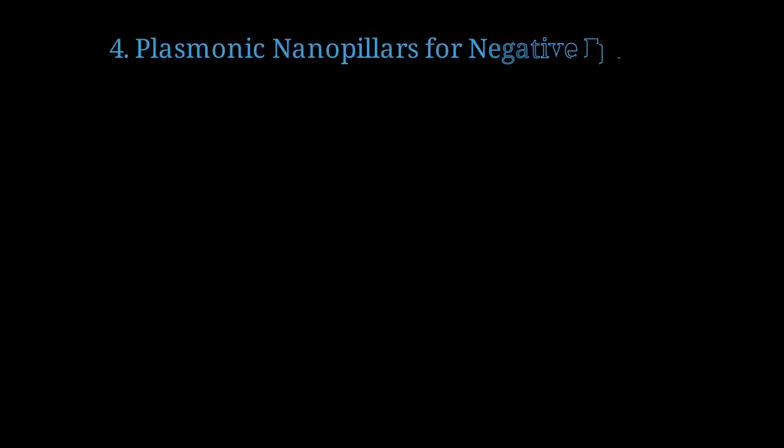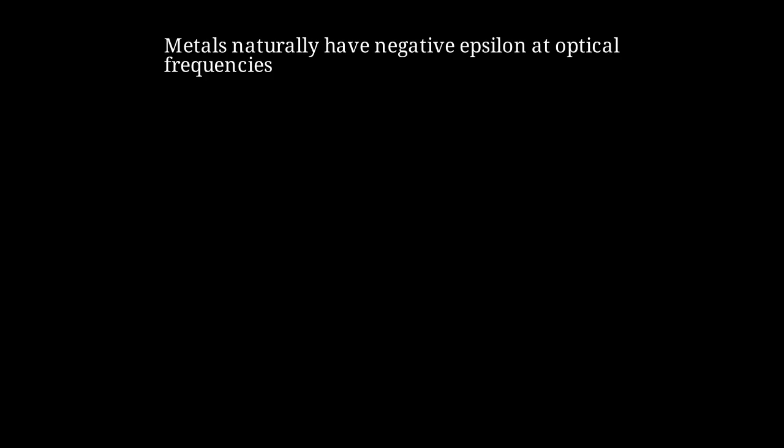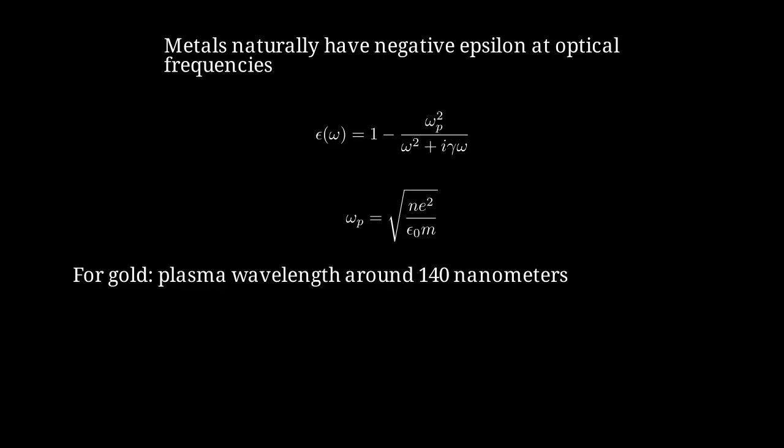For negative permittivity, we use plasmonic nanostructures that exploit collective electron oscillations. Metals like gold and silver naturally exhibit negative permittivity at optical frequencies due to free electron plasma. The Drude model gives permittivity as 1 minus plasma frequency squared over omega squared plus damping. The plasma frequency depends on electron density n, where typical values give plasma frequencies in the ultraviolet. For gold, the plasma wavelength is about 140 nanometers, meaning epsilon is negative for all visible wavelengths.